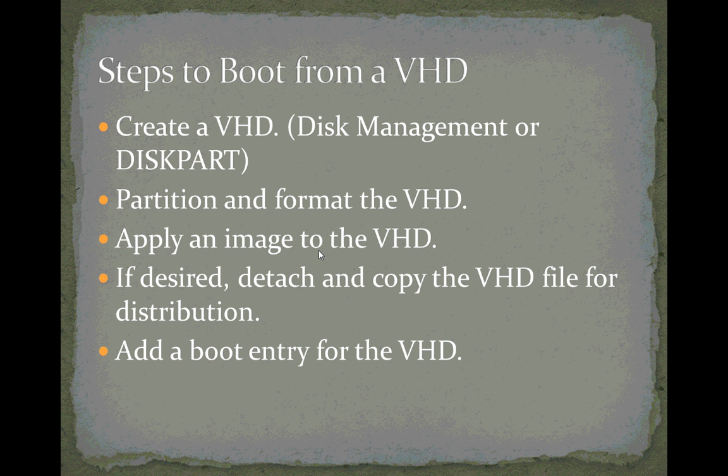The steps to boot from a VHD are these, and we've already talked about two of them. We created a virtual hard disk in the DiskPart utility, and we partitioned and formatted that virtual hard disk. In this video, we're going to take a Windows image and apply that image to the virtual hard disk. We won't do it, but you can also detach that virtual hard disk to copy it to other systems. And then we're going to add a boot entry so that we can actually boot from the operating system on that virtual hard disk.